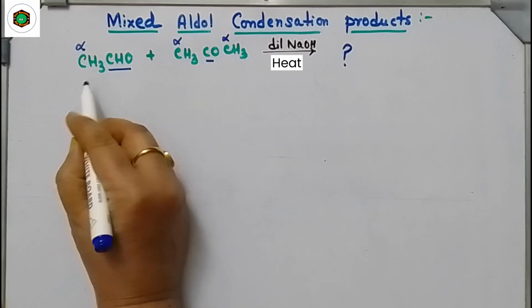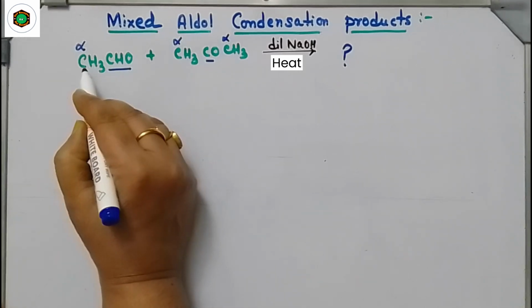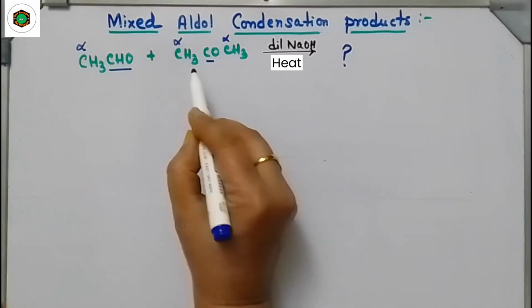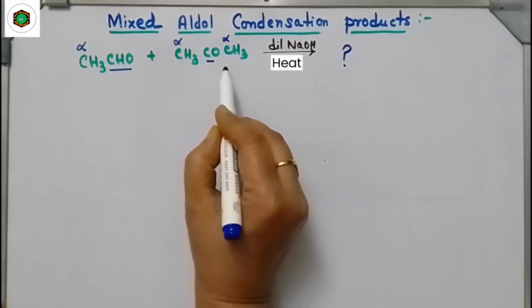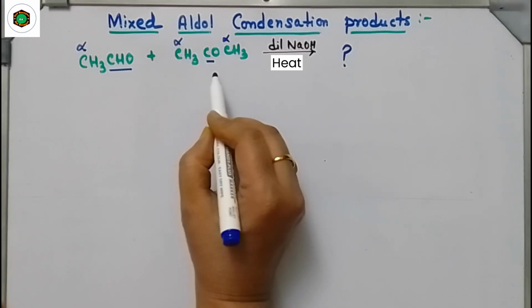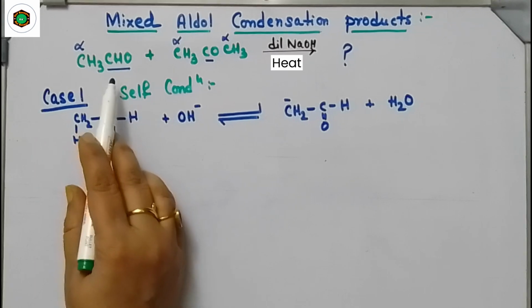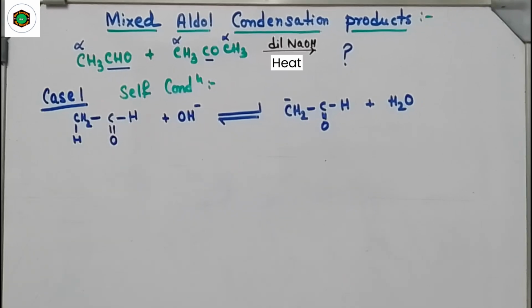Now see here, since this aldehyde is having alpha hydrogen, you will get self-condensation product here, and here also you will get self-condensation product because it is also having alpha hydrogen. One by one we will see. So first we will see self-condensation of two acetaldehyde molecules.